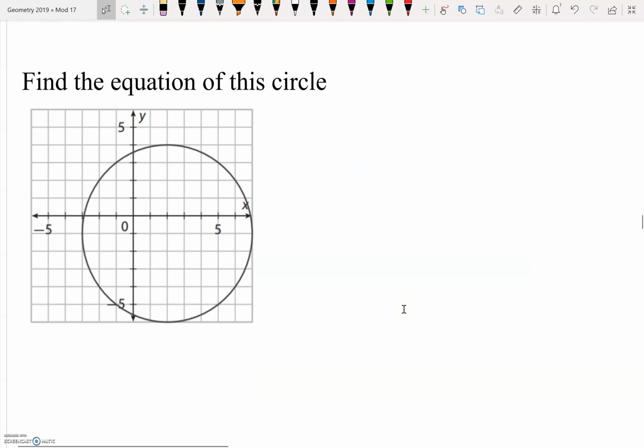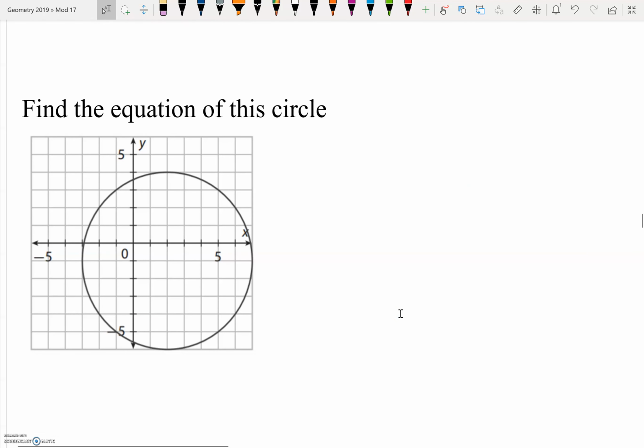And then our last problem is to find the equation of the circle. So how do we find out the equation? We're going to first figure out where the center is. So go ahead and pause, find the center. It looks like the center is right here. Is that right? Yeah. So our center is 2, -1.